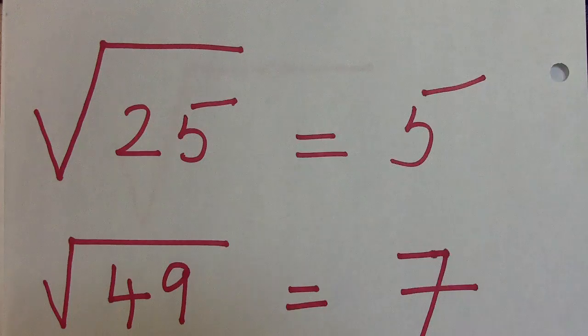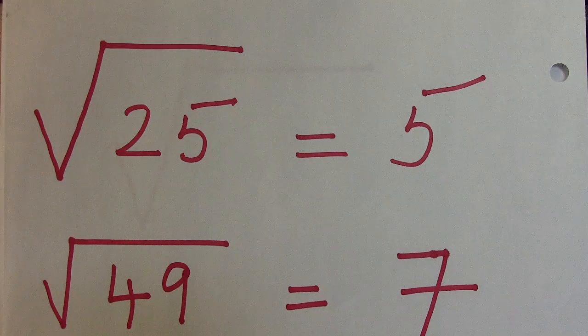The square root of a number is a number which multiplied by itself gives us the original number back. The square root of 25 is 5 because 5 times 5 equals 25, which is the original number. The square root of 49 equals 7 because 7 times 7 equals 49, the original number.